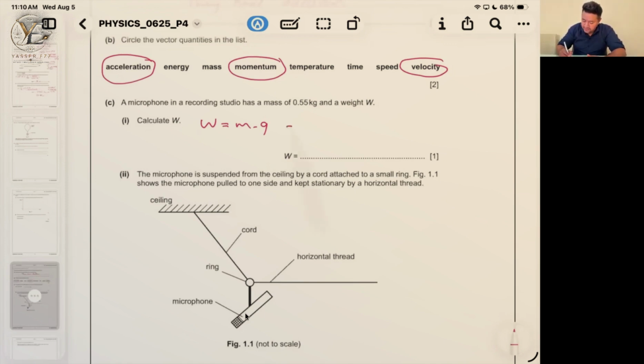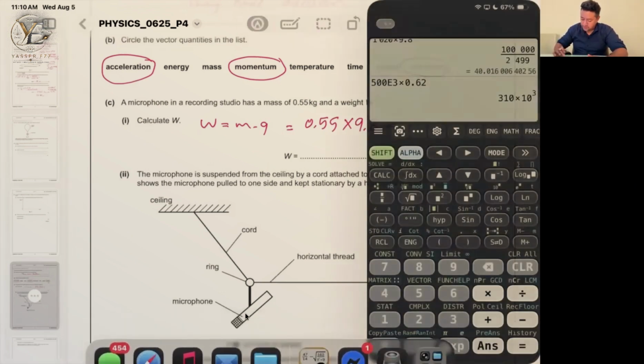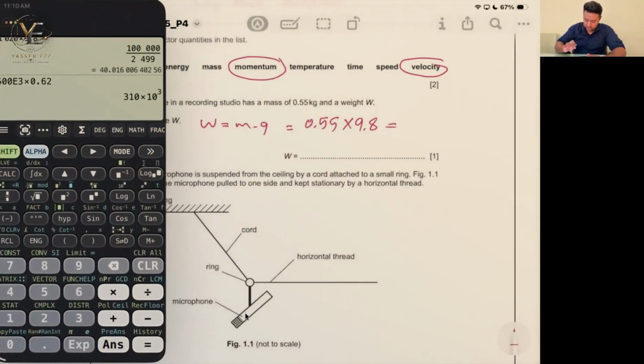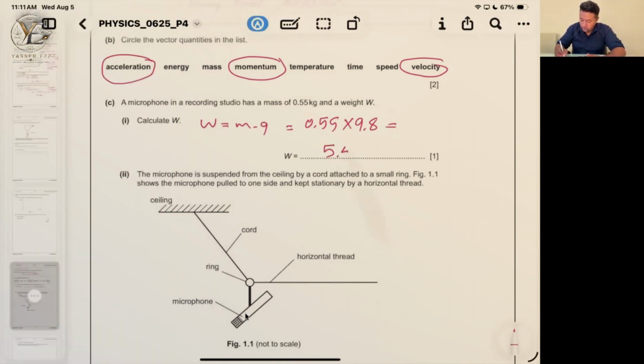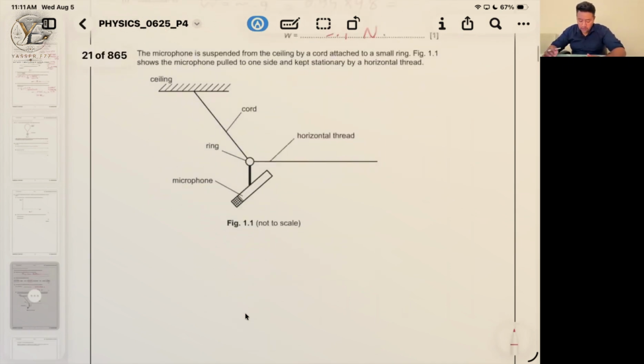So what is the mass? The mass is 0.55. What is the acceleration? It is 9.8. What is the result? So 0.55 times 9.8 equals 5.39. So 5.4 newtons, of course, because the mass is in kilograms and the free fall acceleration is in meters per second squared. So the force is in newtons.